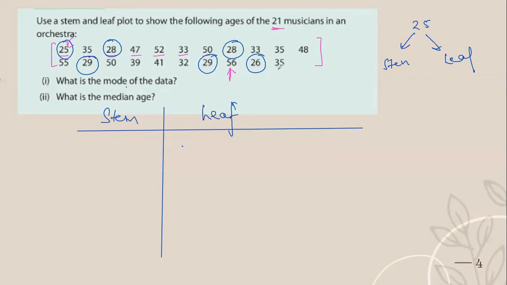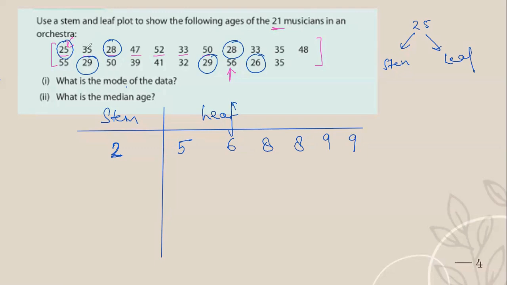Every number starts with 2, right? So I will write 2 here because the lowest number is 25. This is the stem. The numbers I have circled start with 2, so the tens place is 2, and I'm writing the tens place here. The unit places I have to write under the leaf, starting with the smallest. 25 is the smallest, so I write 5. Then 26, then 28 two times, so 8, 8, and 29 also two times. You don't have to put commas; you just write the numbers like this.